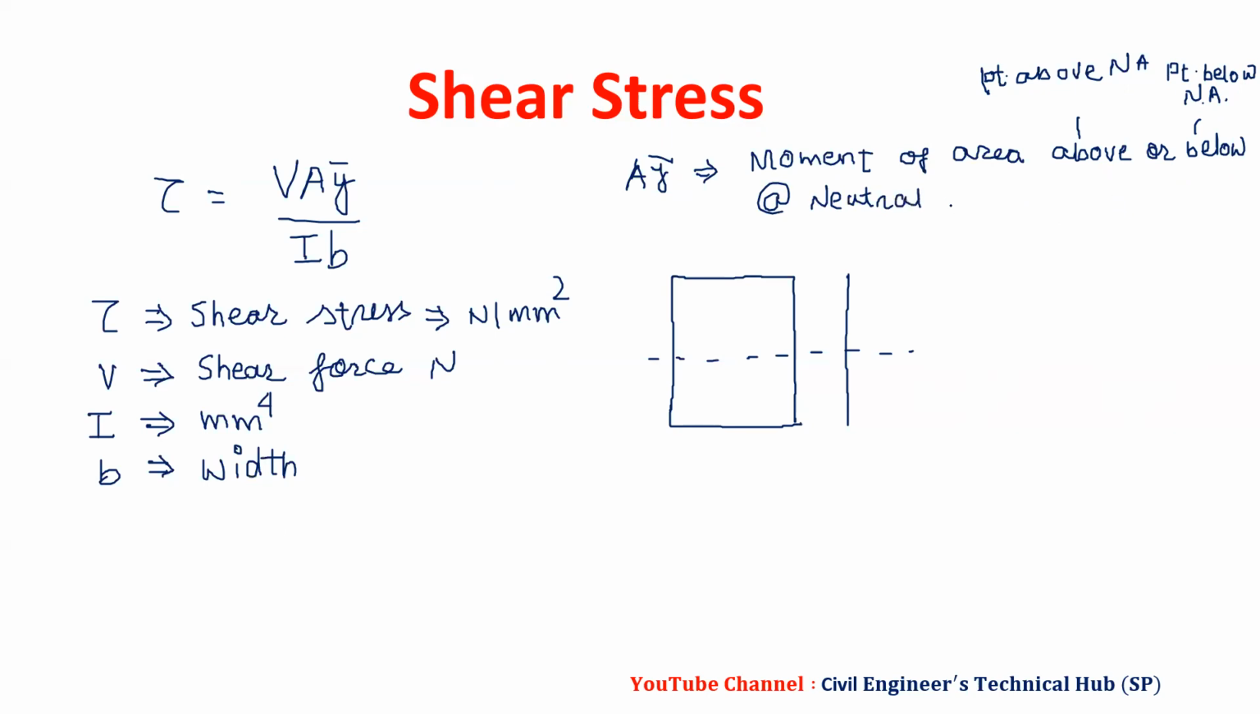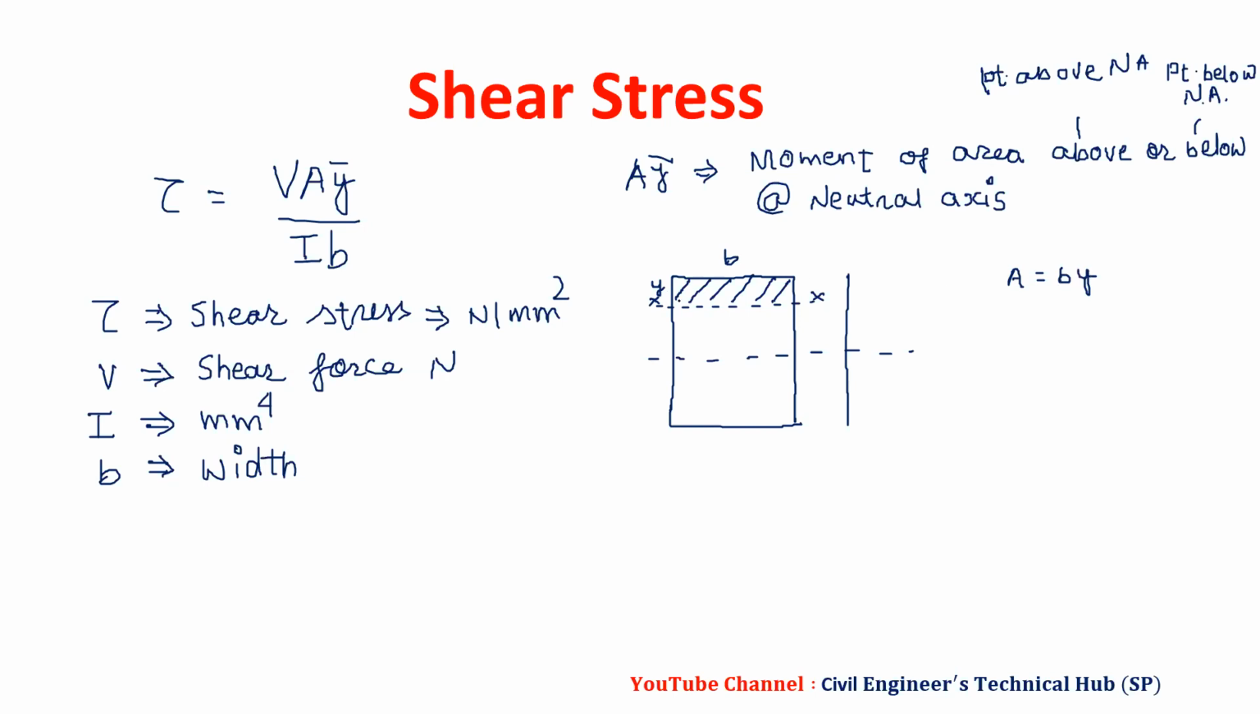Moment about neutral axis. Now try to understand this. If we consider this section, then what is A y bar? I have to consider this area. Let us say the width is B and this distance is Y. So the area is B into Y.